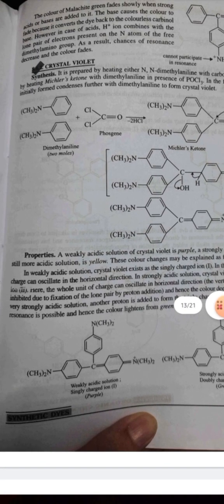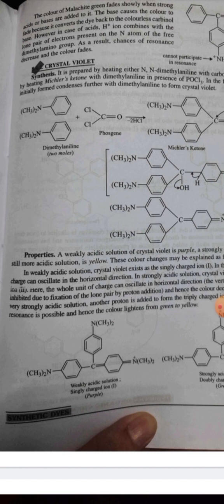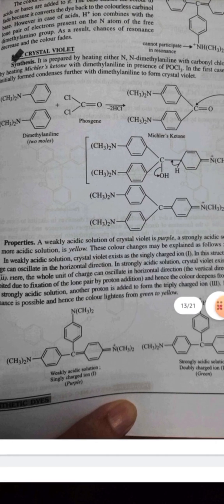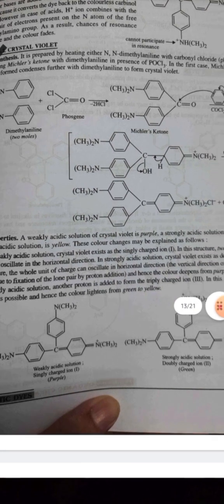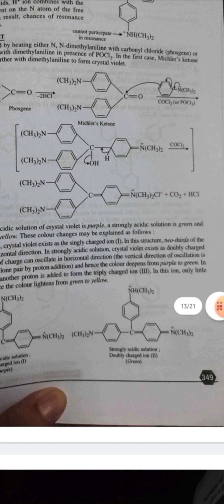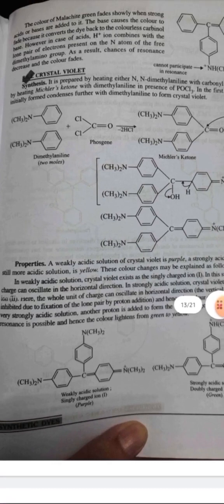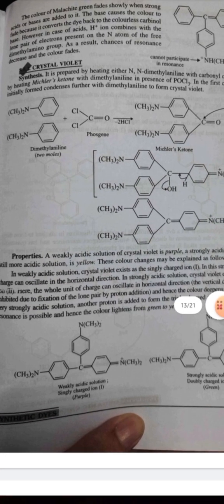Our reaction is: when 2 moles of dimethylaniline react with 1 mole of phosgene, it gives Michler's ketone, and after that when it reacts with POCl3 and N,N-dimethylaniline it gives our crystal violet.